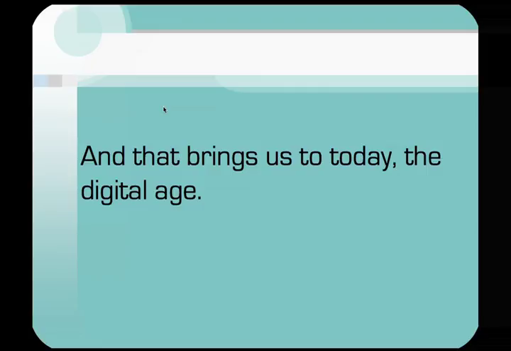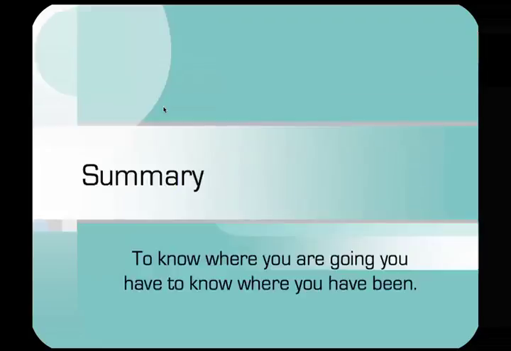And that brings us to today, the digital age, which we are all very familiar with. And we now have even more opportunities for visual communication. It doesn't show any signs of slowing down. So the summary of all this, and to understand why we do go over history in this class, is because to know where you are going, you have to know where you've been.